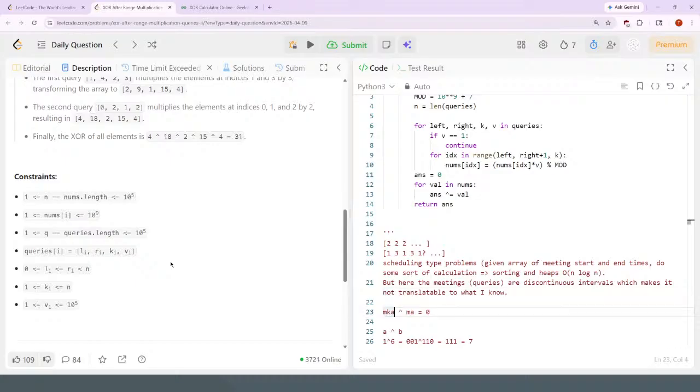Non-translatable, not translatable. I don't think I spelled it right. Translatable. That looks horrible as well. Whatever.